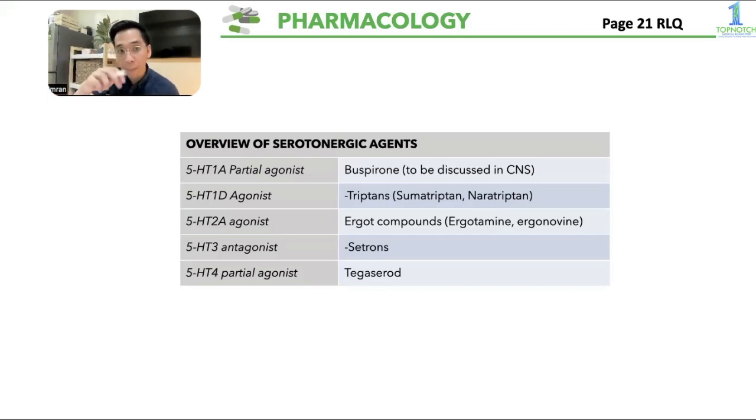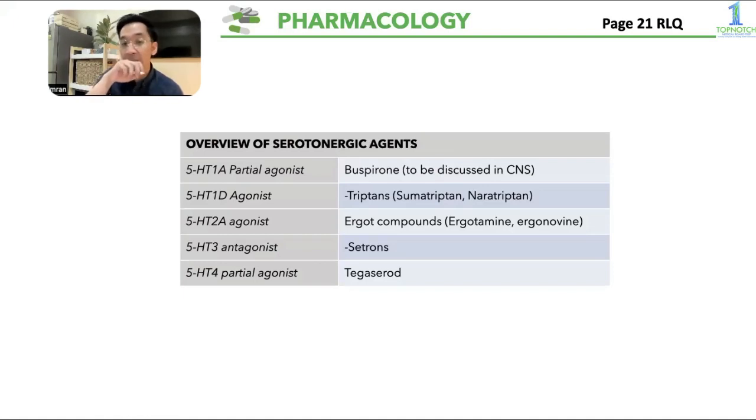If you notice, usually they are all agonists. The rest have only one antagonist and two partial agonists. So, next, 5-HT2A. For 5-HT2A, we have your ergot compounds. Your ergot compounds include your ergotamine and ergonovine.